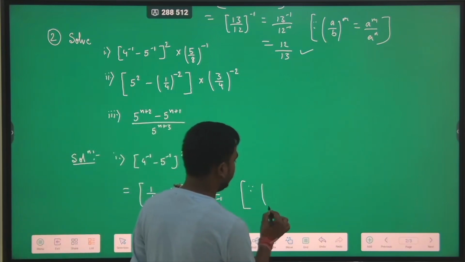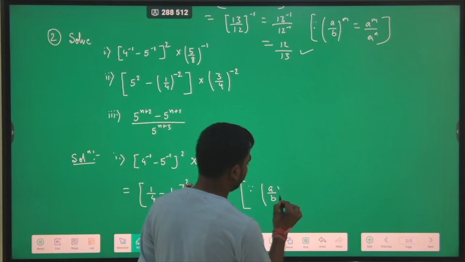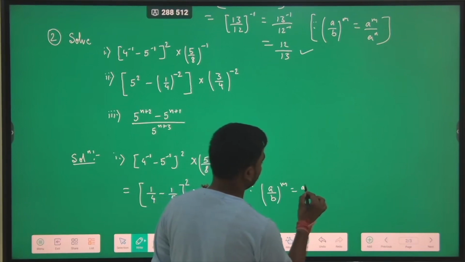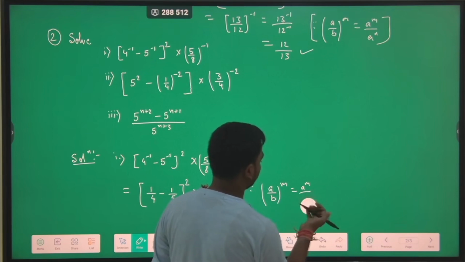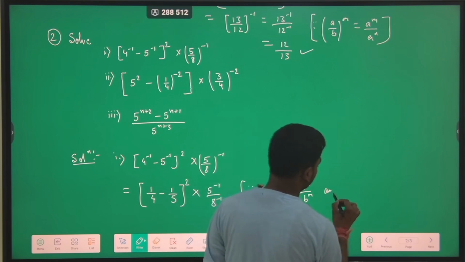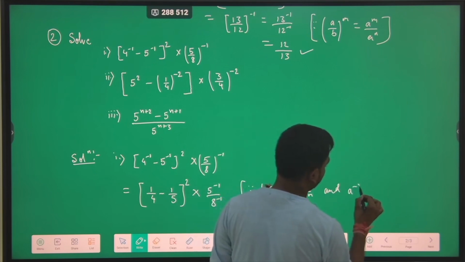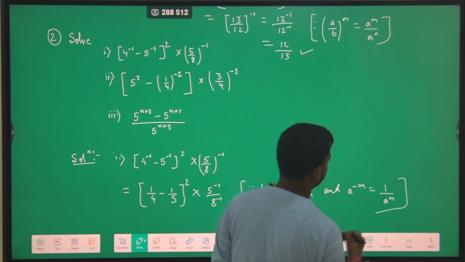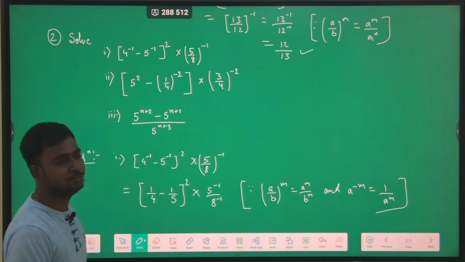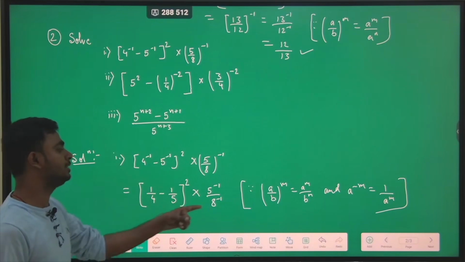So I will write (a divided by b) to the power m is equal to a to the power m whole divided by b to the power m. And also I have used a to the power minus m will be 1 upon a to the power m. So these laws I have used to make this.